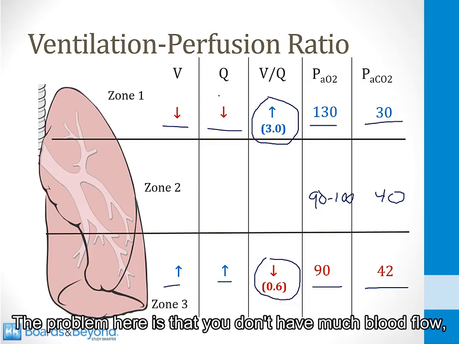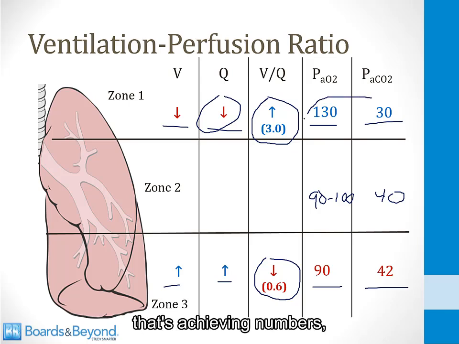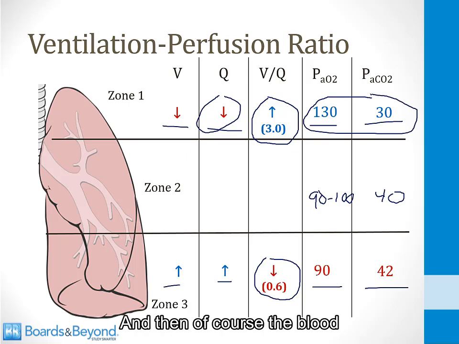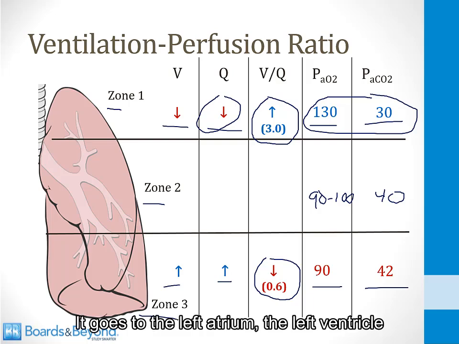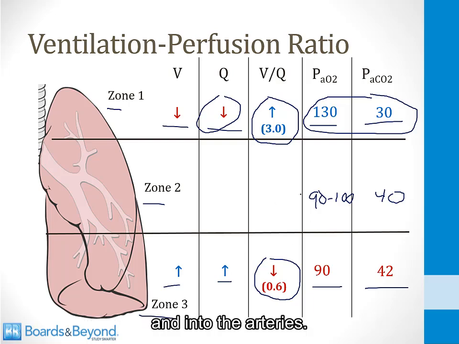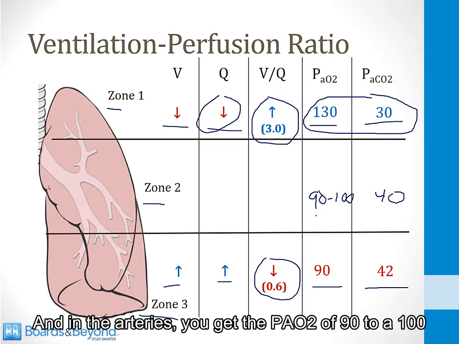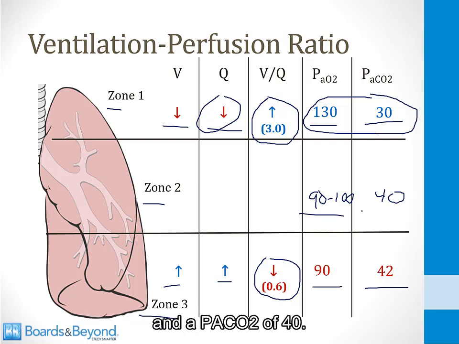At the apex of the lung, you get numbers that are fantastic. The PaO2 is 130 and the PaCO2 is all the way down to 30. The problem here is that you don't have much blood flow that's achieving these numbers, but the blood that does get up to the apex gets excellent gas exchange. And then of course the blood from zone 1 and zone 2 and zone 3 all mixes together. It goes to the left atrium, the left ventricle, and into the arteries, and in the arteries you get the PaO2 of 90 to 100 and a PaCO2 of 40.